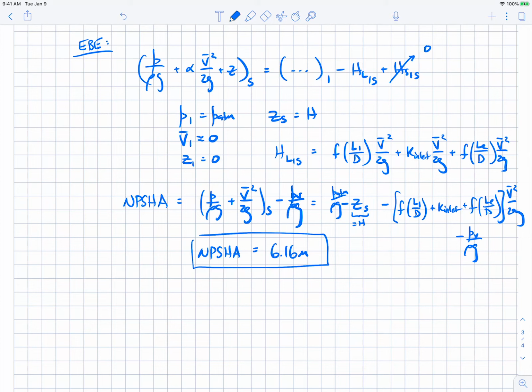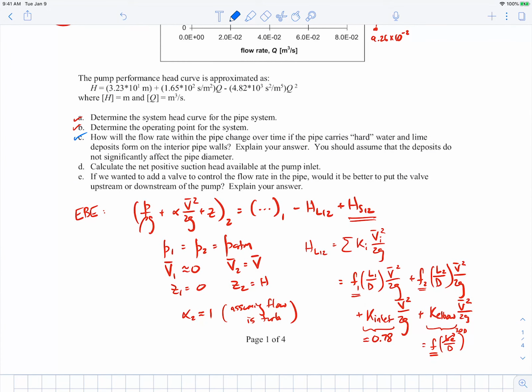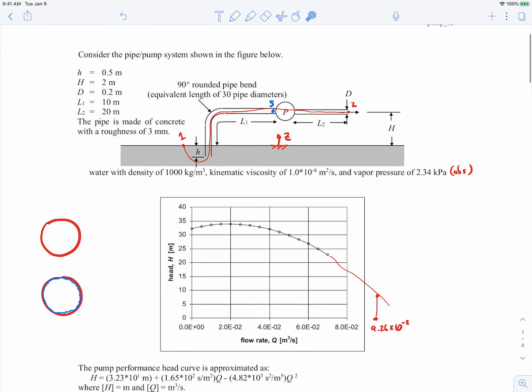So we would want to make sure that our net positive suction head required is less than that 6.16 meters in order to avoid cavitating in our pump. Okay. And we don't know whether it's going to cavitate or not because we weren't given the NPSHR curve for our pump. We were only given the head versus flow rate curve. All right, the very last part of this problem is, would it be better, okay, so we've done this part. Now the last part is, if we're going to add a valve, would it be better to put the valve upstream or downstream of the pump? So do we want the valve somewhere up here or somewhere down here?